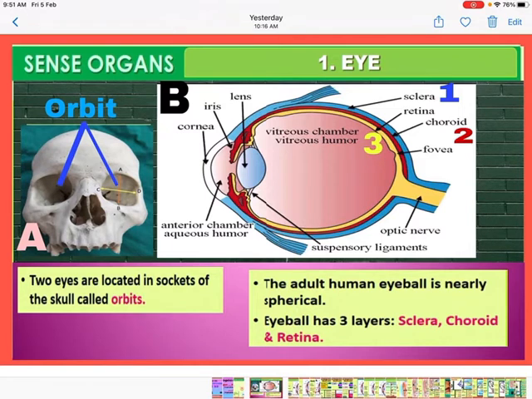These are 3 layers of eyeball. First is sclera, outer blue color. Second is choroid, middle red color, and third is retina, inner yellow color. So eyeball has 3 layers: sclera, choroid and retina. Now let us study about these 3 layers in detail.